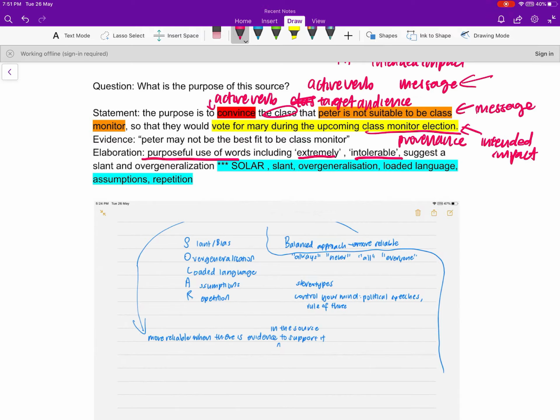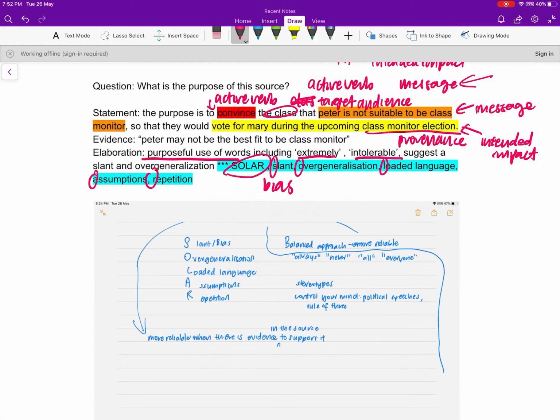So now I'm going to introduce to you this very special term called SOLAR. It's basically slant, overgeneralization, loaded language, assumptions, and repetition. So what is slant? It basically means a bias. So it means that there might be an ulterior motive, there's already a bias inside. So that's why it may not be so.